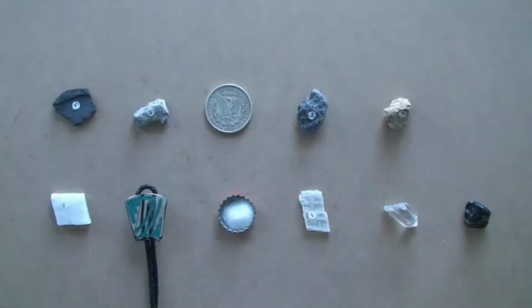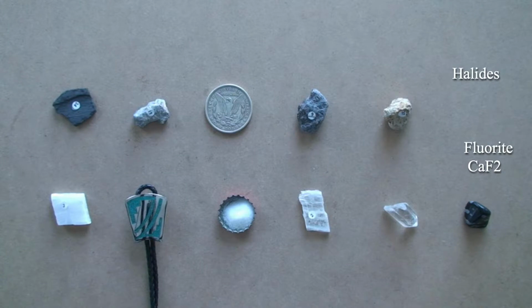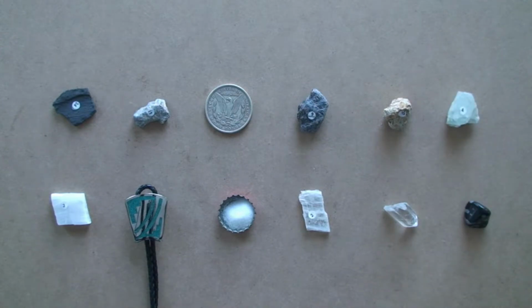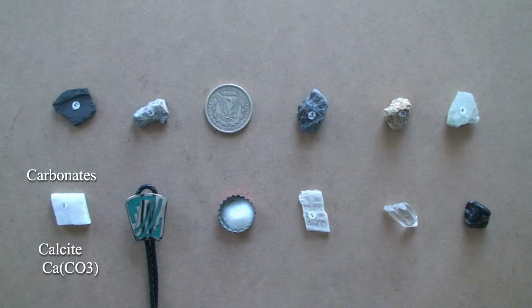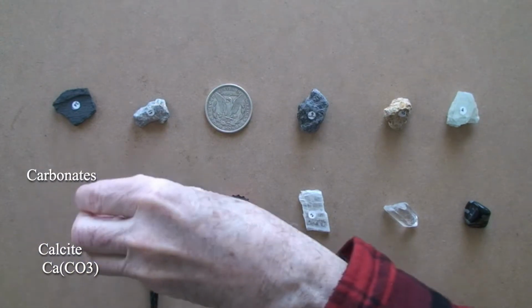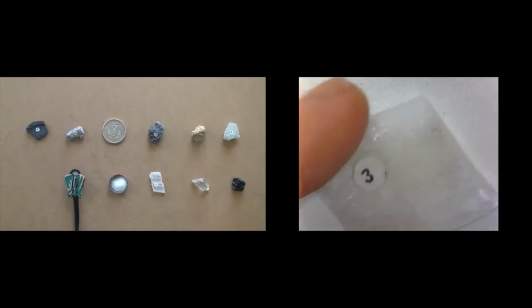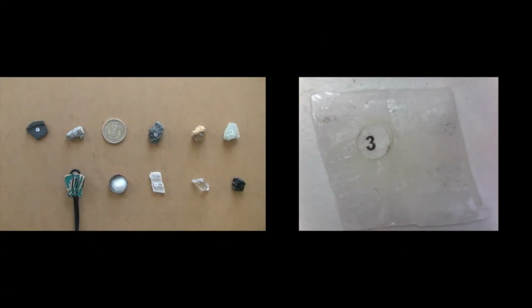Okay, let's go back to the chart here. And so we'll start in the next row here. And the next one up is a carbonate. And this is called calcite, and this formula is CaCO3, so it's calcium carbonate. And the calcite group, or the carbonate group, has the anion CO3 2 minus.